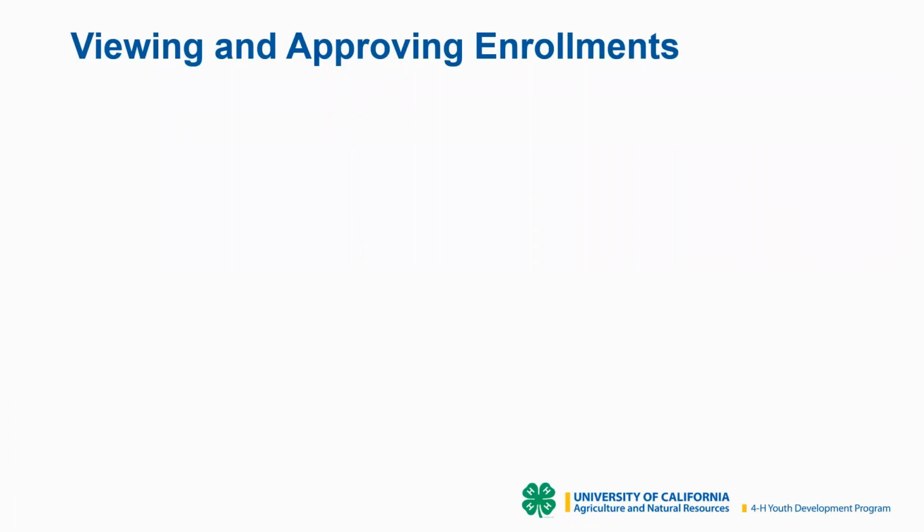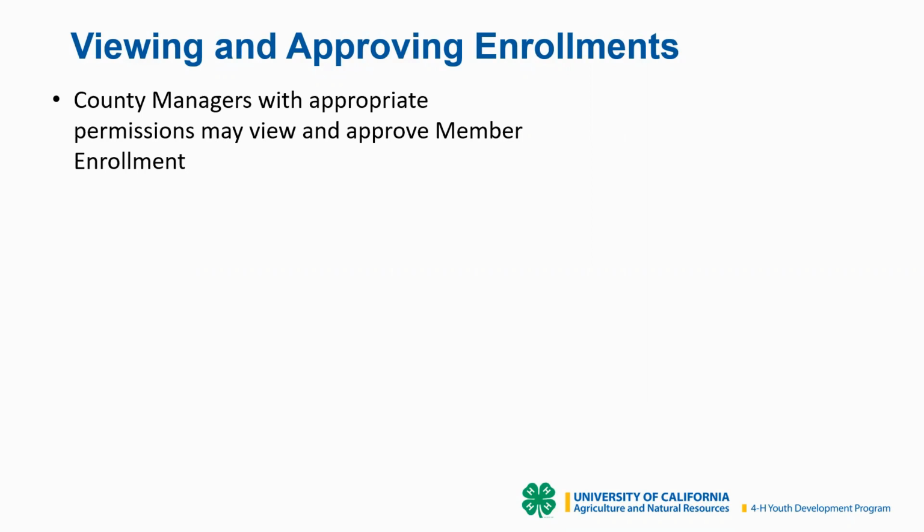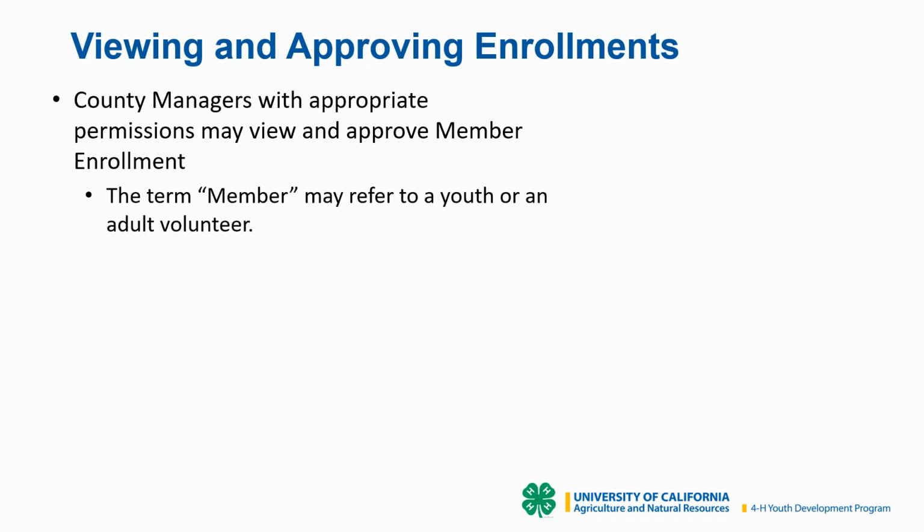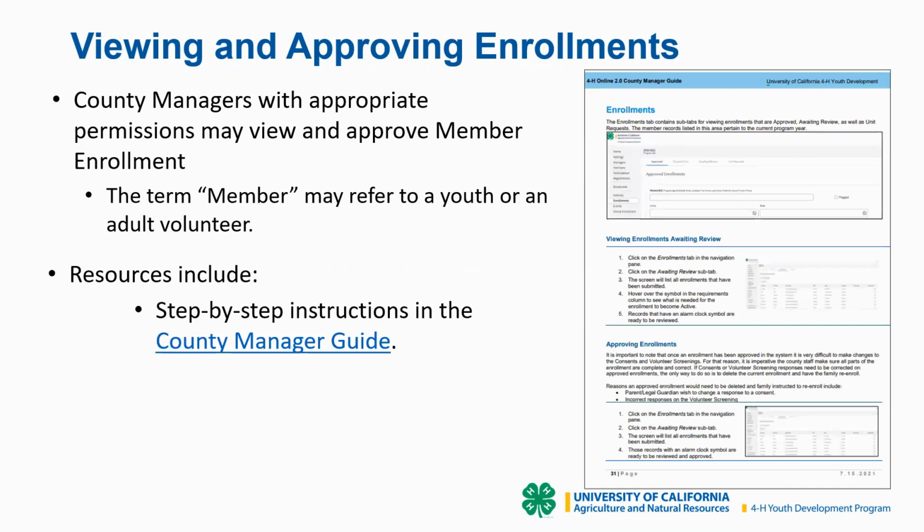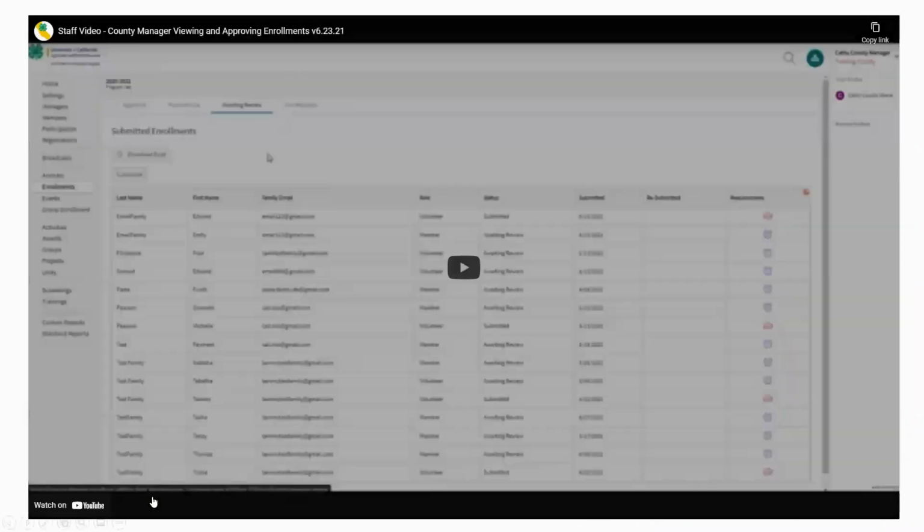Now that we have looked at how county managers may view and approve volunteer screenings, let's now look at how county managers with appropriate permissions may view and approve member enrollment. Permissions are set at the institution manager level. Remember, the term member can refer to both a youth or an adult volunteer in 4-H Online 2.0. Resources to help staff through this process include the County Manager Guide and the staff video. Let's take a look at the staff video.